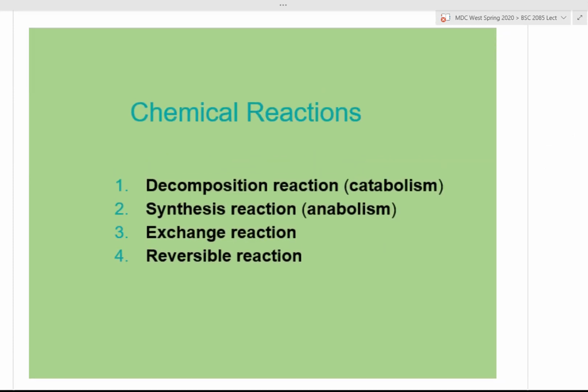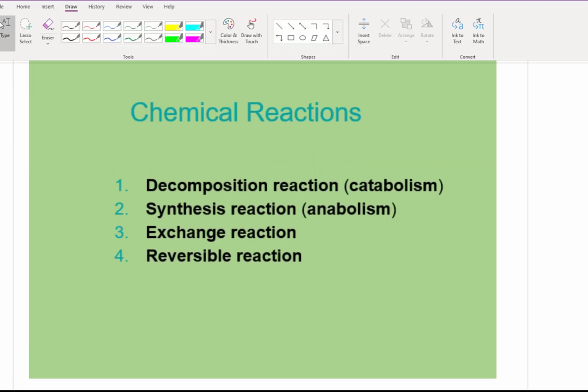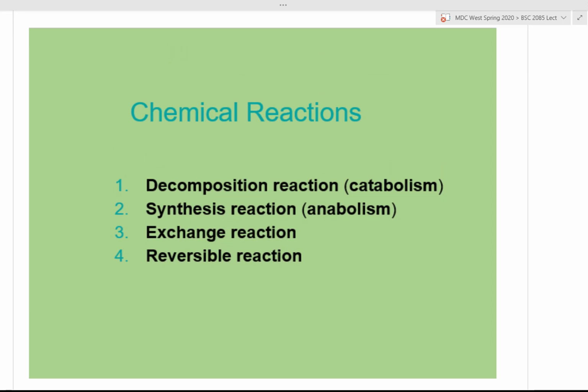So what are the chemical reactions? In chemical reactions, since now we're talking about molecules coming in and coming out, there are reactions that are going to take place in our body. So you're going to have a decomposition reaction, which is known as what? Catabolism. And you're going to have a creation or a synthesis reaction, which is known as anabolism. And most of you guys have heard, oh, you're in a catabolic state or you're in an anabolic state, right?